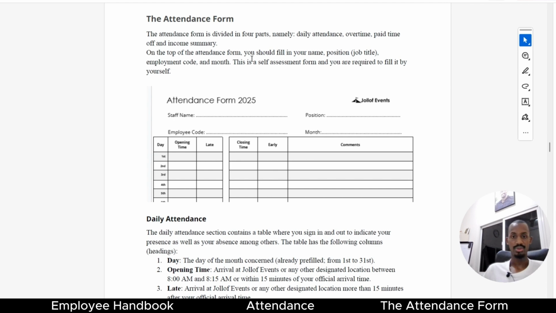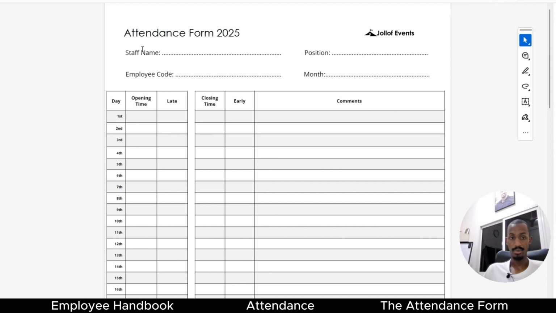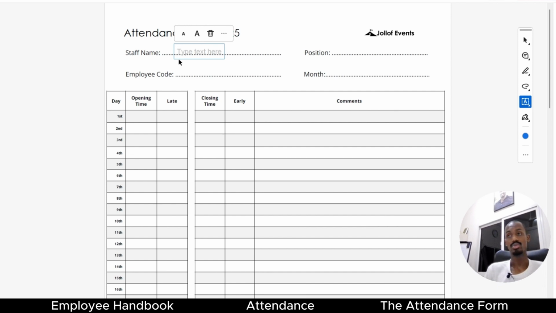On top of the attendance form, you should fill your name, position, and all these things. The attendance form, you fill your name, your position, your employee code, and month. Remember, the attendance form also is a self-assessment form. You have to fill it by yourself. You remember in school where the teacher will be sitting down at his or her desk and calling our names, and you say present, absent. But here you are the one who is going to fill your form.